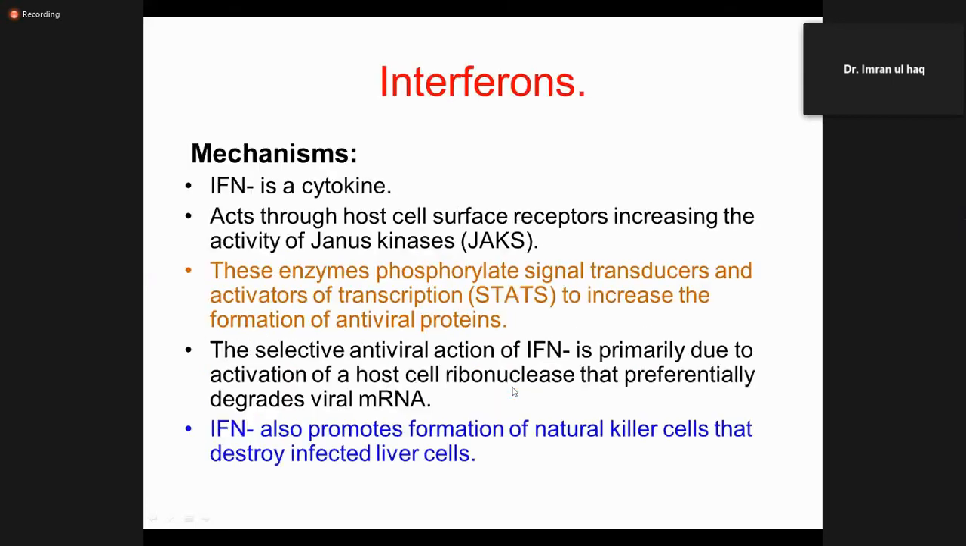Now, one by one, we will discuss the individual drugs. Already we have discussed the key points of treatment of hepatitis B and C. So at least at this level, you must be aware of what the combinations of these drugs are, right? So these are the drugs that we are using, right?